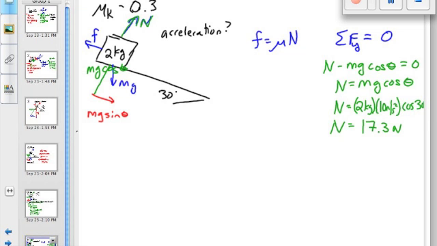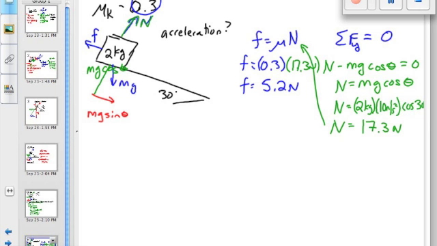So now we take that value and plug it in. Friction equals mu, 0.3, times the value we got in the y, 17.3 newtons. And so friction equals 5.2. 5.2 newtons.